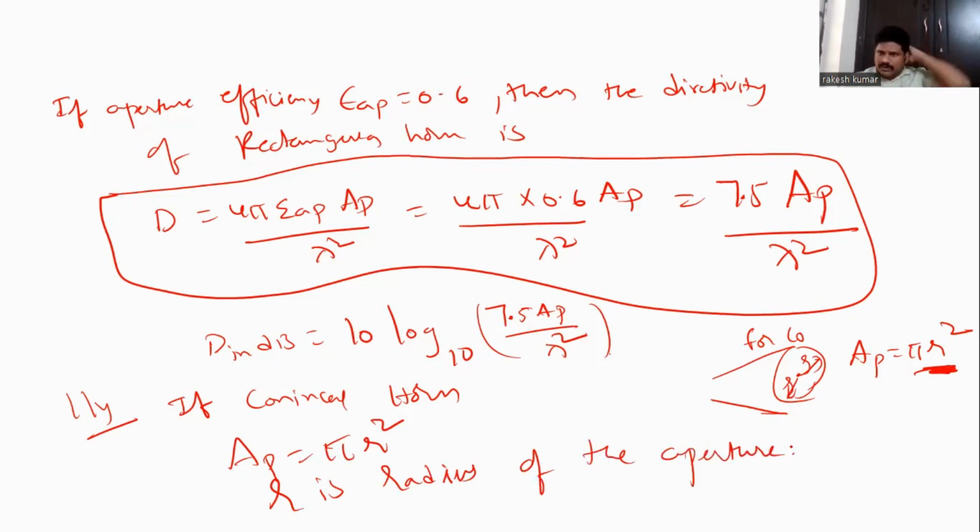So this is the brief introduction regarding horns. The main purpose of horns is that they act as a primary feed for various reflector antennas. That is the main purpose of the horn.